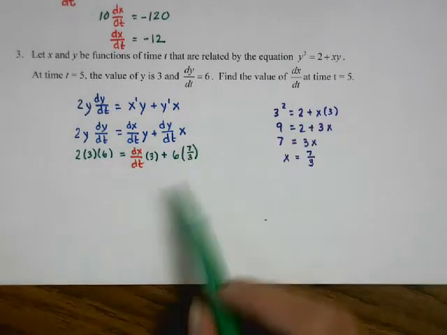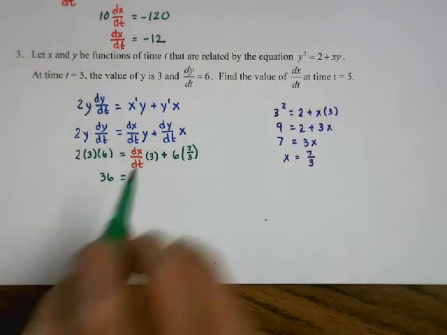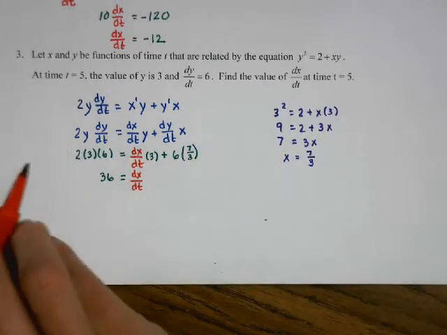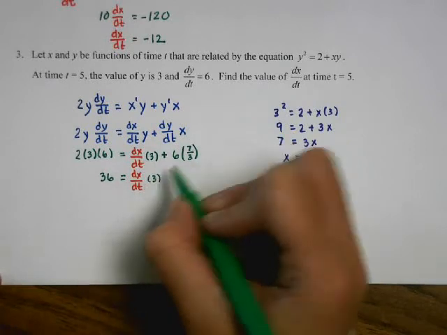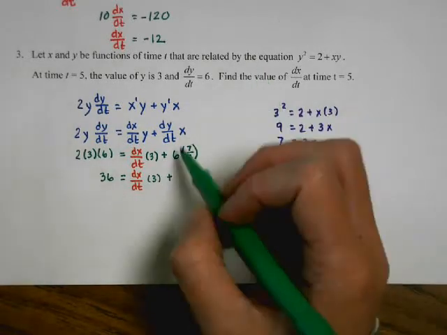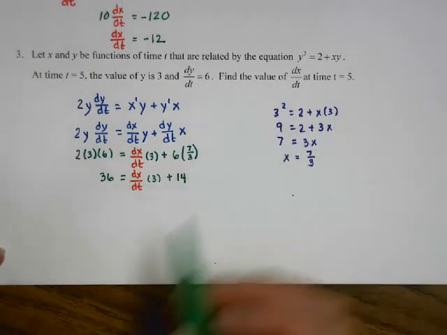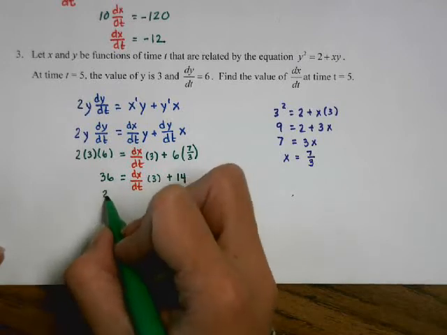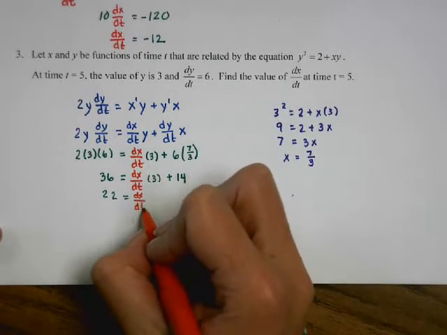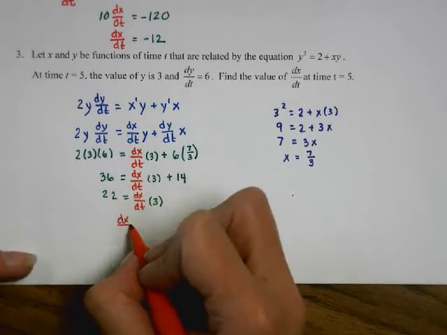So 2 times 3 times 6 is 36. This will be 6 divided by 3 is 2 times 7 is 14. So then we'll subtract that. Times 3, and then divide by 3. So dx dt equals 22/3.